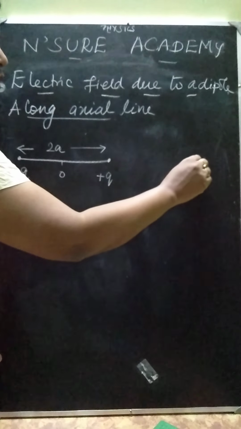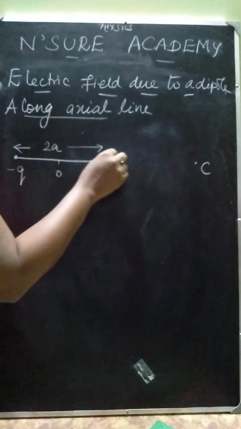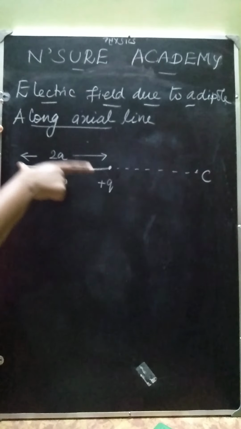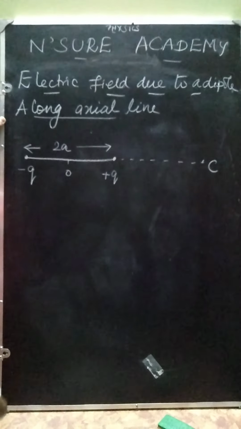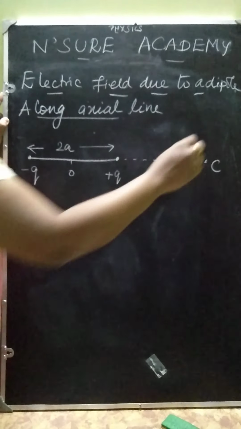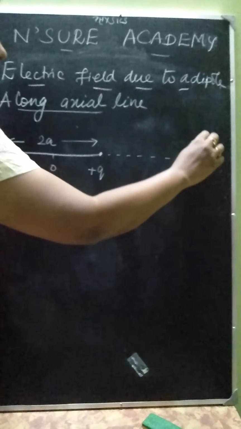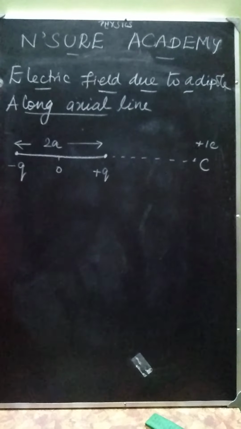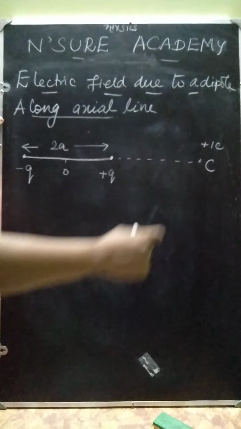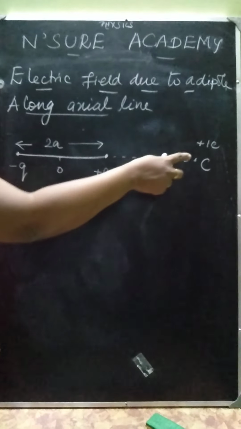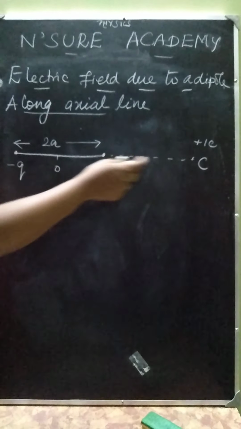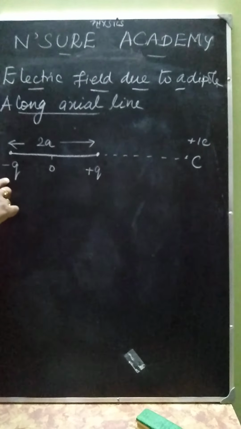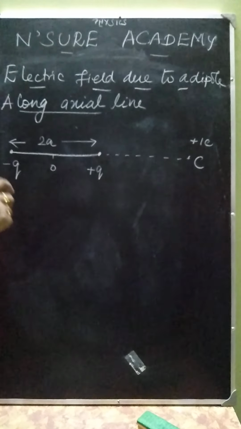I am taking a test point along the axial line. This is known as the axial line. Where we keep the dipole, the line along it is called the axial line. If I keep a plus charge here, because the test charge we always take is 1 coulomb, then we should find out what field is acting due to plus q and what field exists due to minus q.